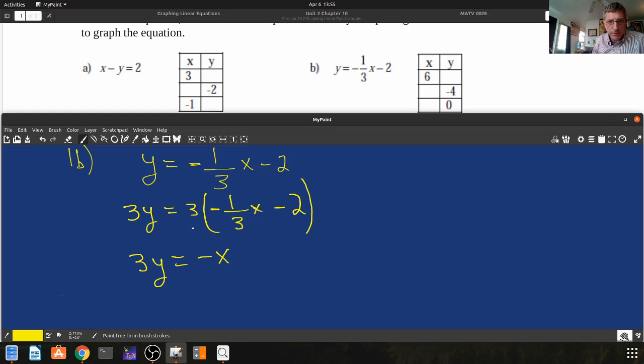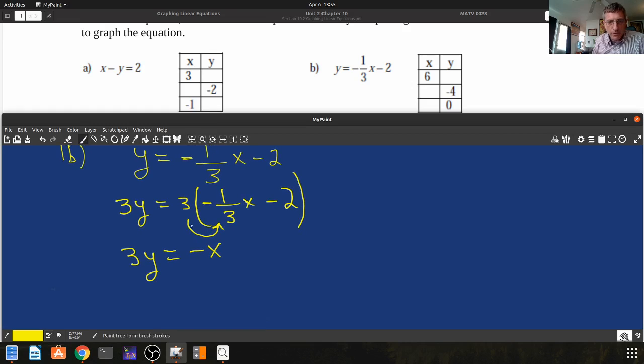And then the next one, remember I'm just using distribution right here. I'm multiplying 3 times each term, so now I have to multiply 3 times minus 2, and that's going to give me minus 6.